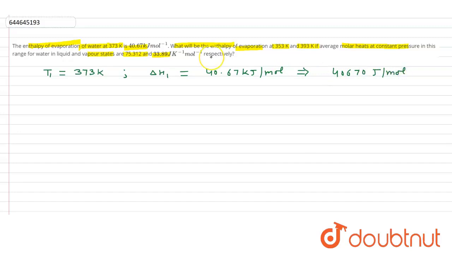And for calculating the enthalpy of evaporation at another temperature, we have the formula: delta H2 minus delta H1 is equal to delta Cp, the change in specific heat capacity at constant pressure, times T2 minus T1, right? This is the formula by which we can calculate the enthalpy of evaporation at two temperatures. So the equation becomes delta H2 equals delta H1 plus delta Cp, and you may write it like this.